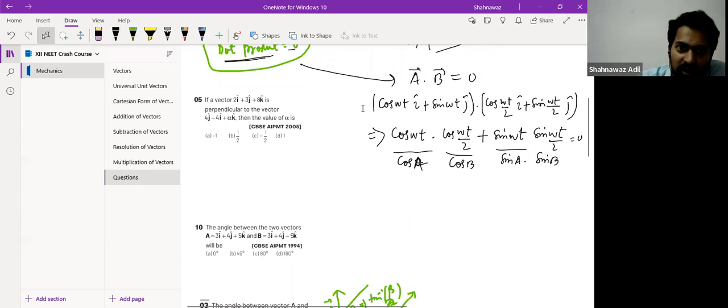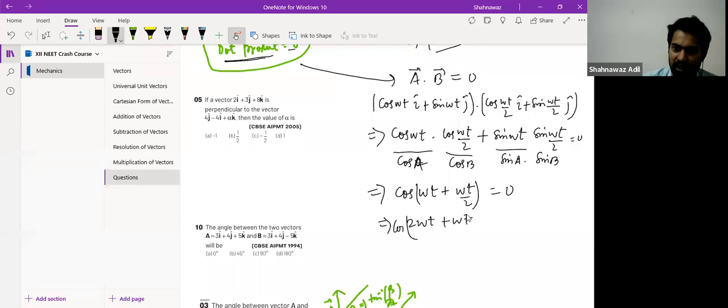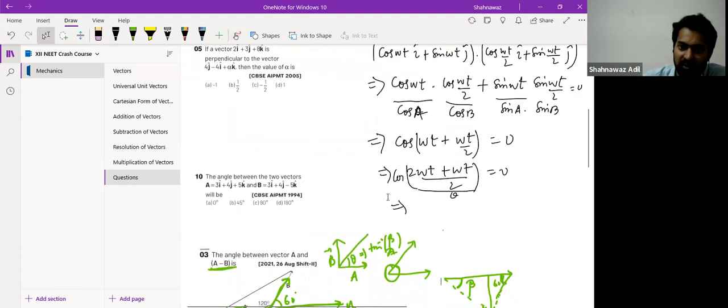So this is cos of omega t plus omega t by 2 equals 0, that is, cos of 3 omega t by 2 equals 0. So what will be your angle here? This is theta. And at what theta is cos zero? 90, yes, right.